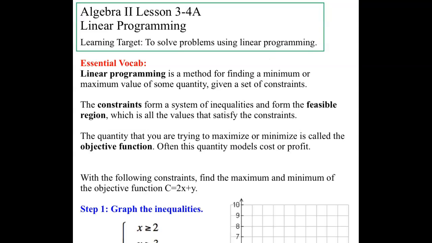All right, welcome to section 3.4a. We are beginning our discussion about linear programming. Our learning target today is to solve programs using this process called linear programming.